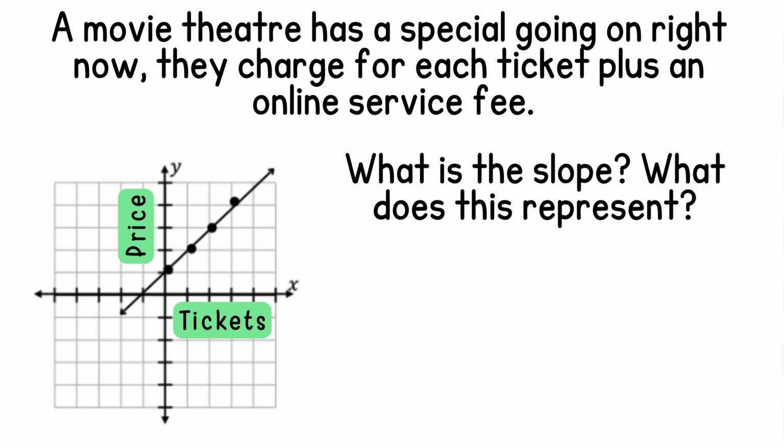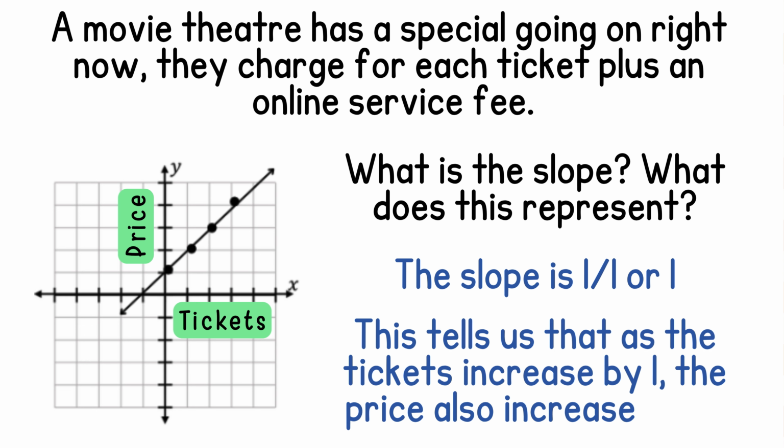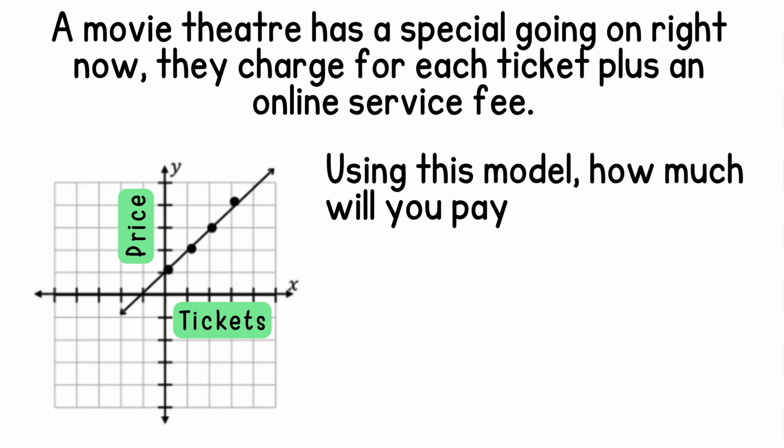What is the slope and what does this represent? When we look at how our points move from one to the next, it goes up 1 over 1. So our slope is 1 over 1, or just positive 1. This tells us that as the tickets increase by 1, the price also increases by 1. Using this model, how much will you pay for 10 tickets?